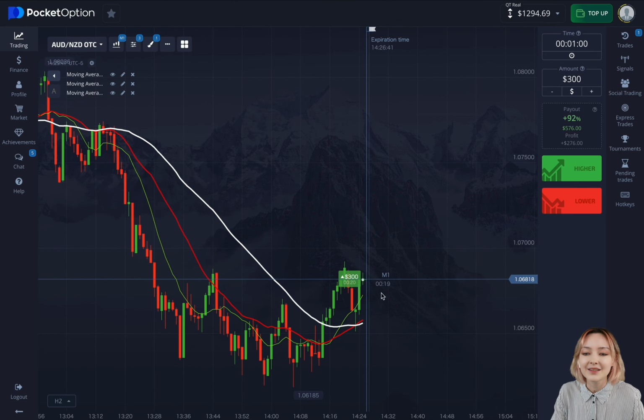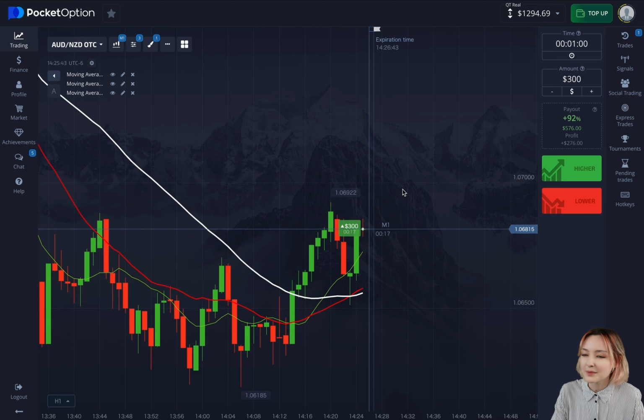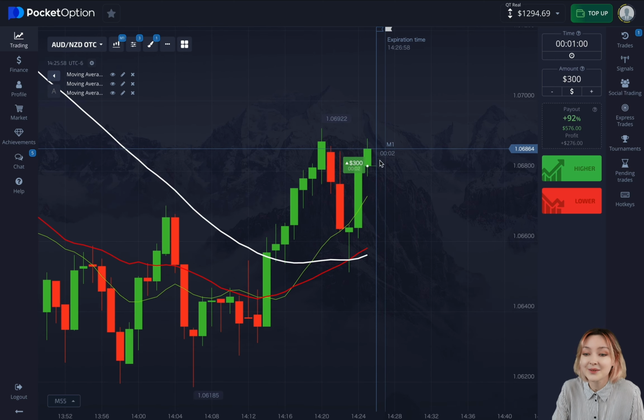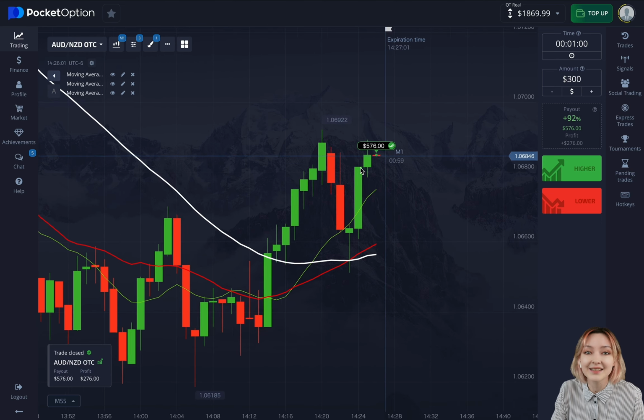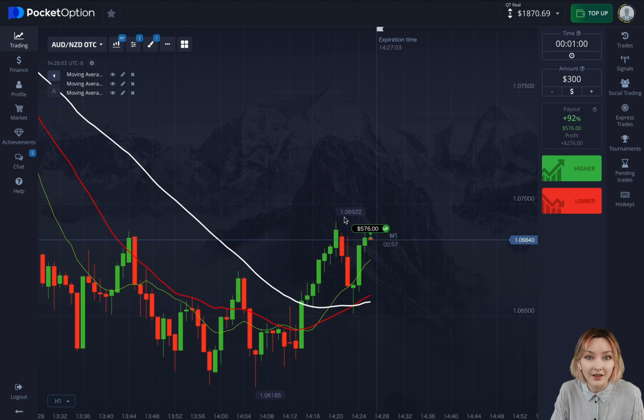So far, we can see the growth has slowed down a tiny bit, but even if this deal loses, it's totally alright. We will place the second trade with a doubled amount, which will definitely close in profit. However, we don't even have to. The rising motion keeps going strong and we're getting $276 of net profit. Amazing.